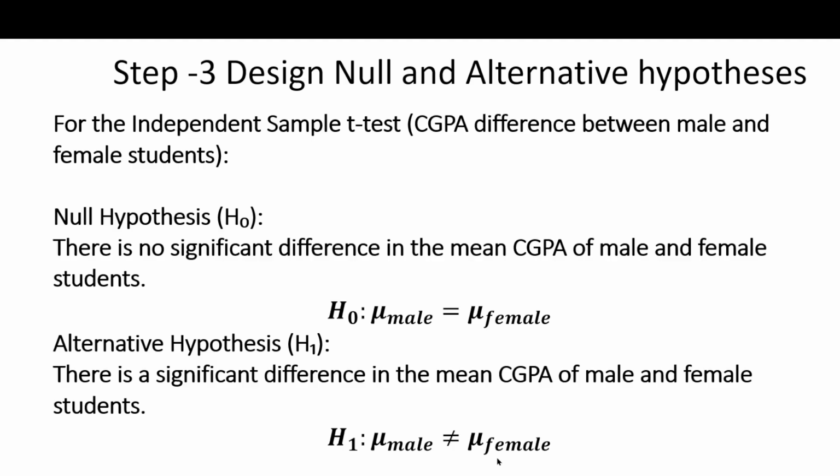So friends, it is a two-tailed condition. It means there is a possibility that the average CGPA of males may be greater than females, or the average CGPA of females may be greater than males. So it is called a two-tailed test condition.